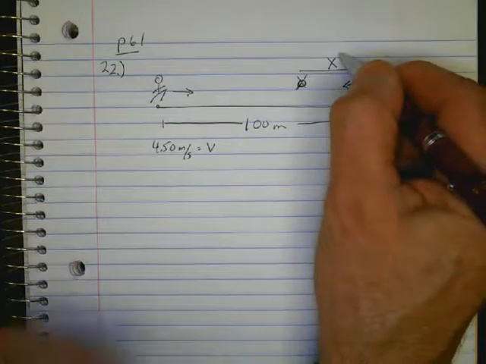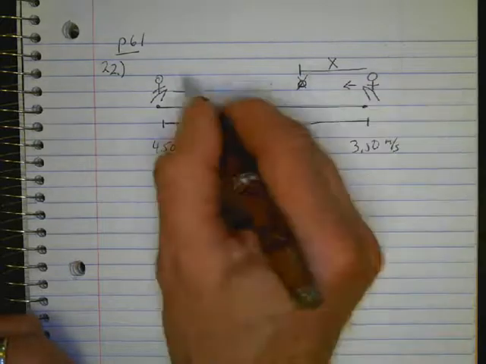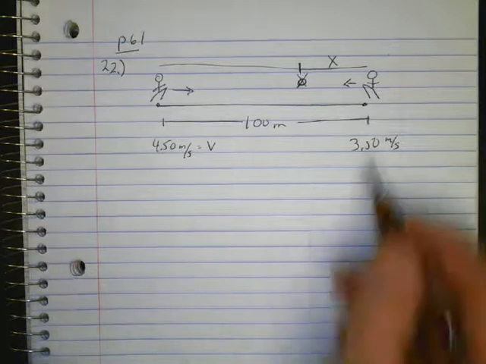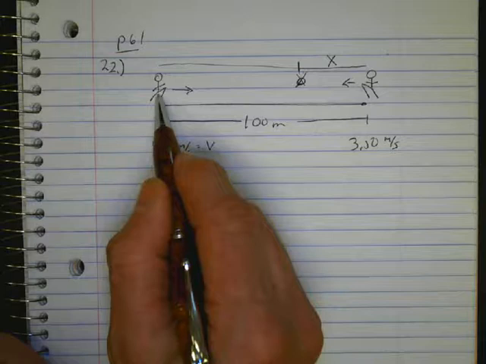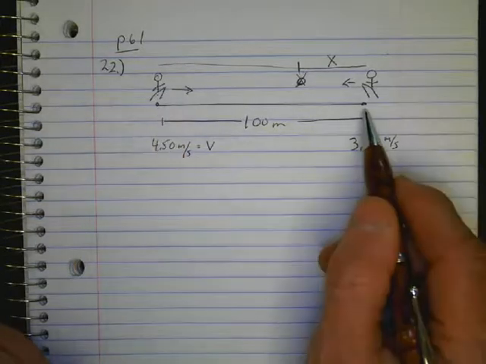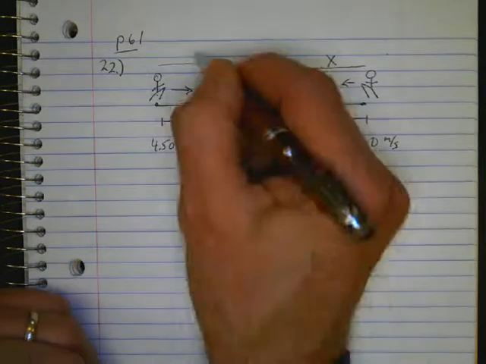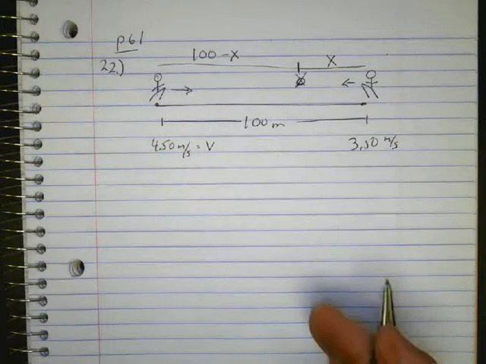And then if that's the case, how far did this runner have to run? Don't pick another variable. Look at the problem and realize that this runner is running not 100 meters, but less than 100 meters. And how much less than 100 meters is she running? Well, she's running x less than 100 meters. So she's running essentially 100 less x. Now we'll be able to set up the problem.